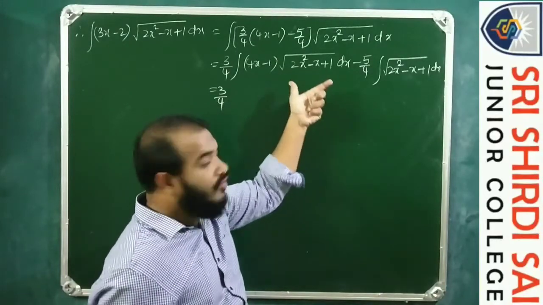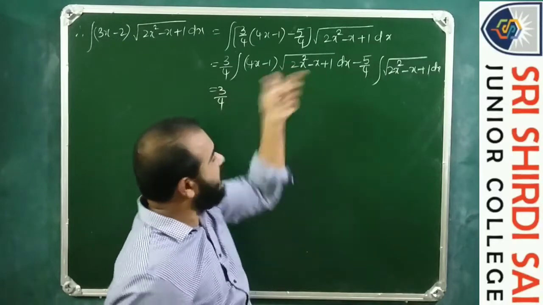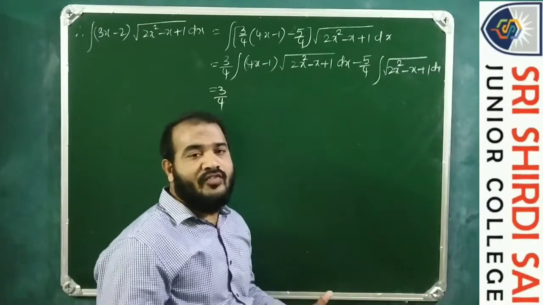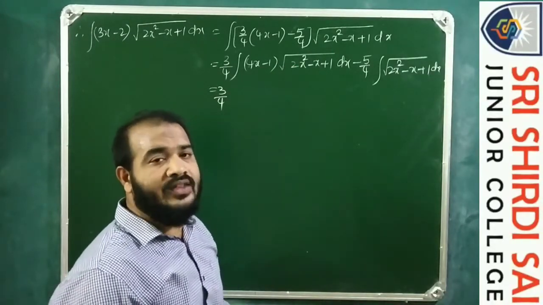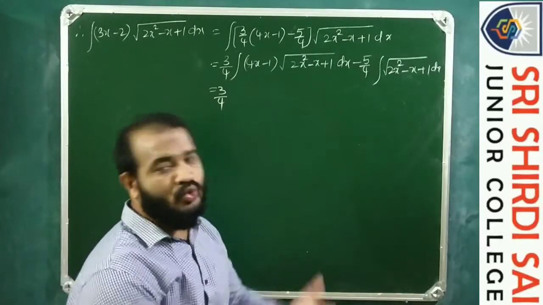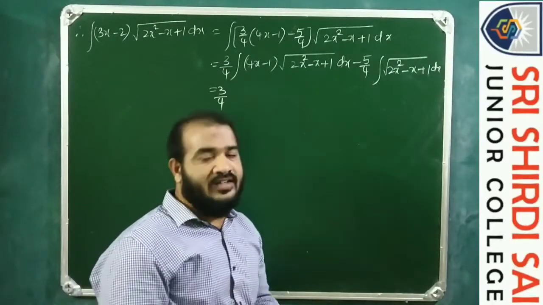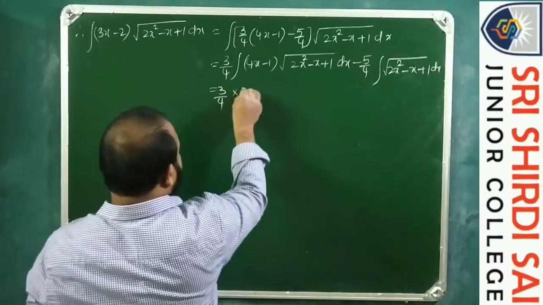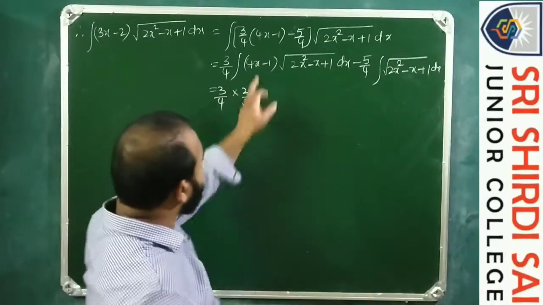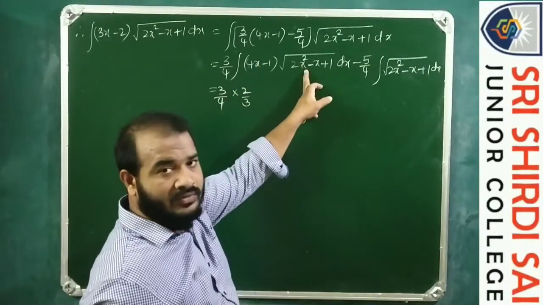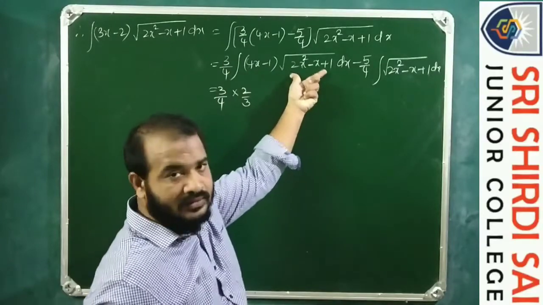So it is of the form root of f of x into f dash x dx. What is the integral of root of f of x into f dash x dx? It is 2 by 3 into (f of x) whole power 3 by 2. That is what we have seen in the results. So 2 by 3 into, what is f of x in both of them? This.